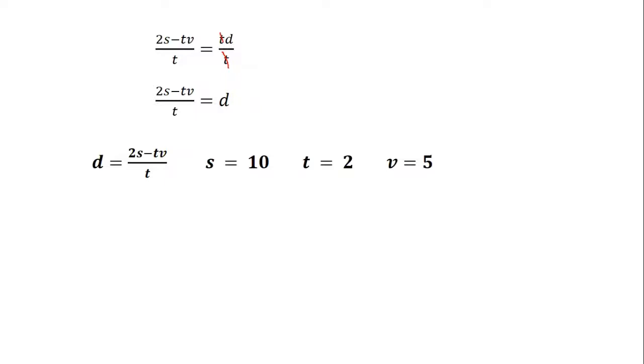The question said that we should find the value of d when s is equal to 10, t is equal to 2, and v is equal to 5. So we are going to substitute these new values into our new formula. Wherever we see s, we replace it with 10. Wherever we see t, we replace it with 2. And wherever we see v, we replace it with 5. Now when we do that, we are going to get 2 times 10 minus 2 times 5, divided by 2. When you do this computation on your calculator, you will find out that d is equal to 5.